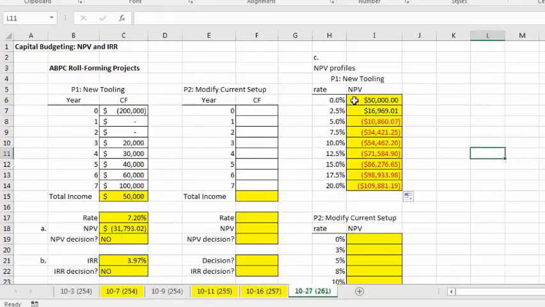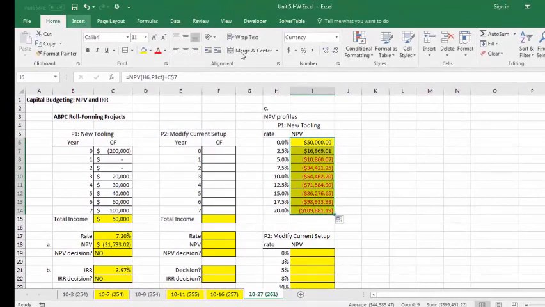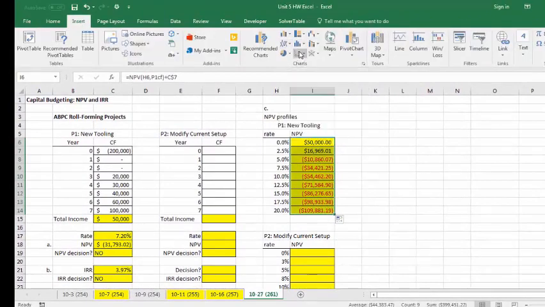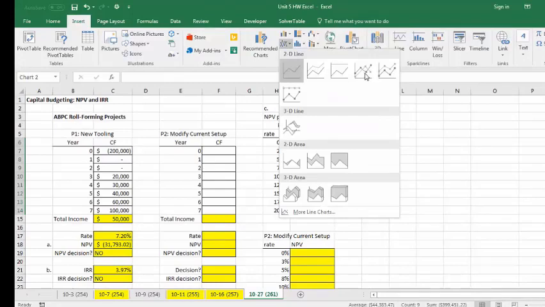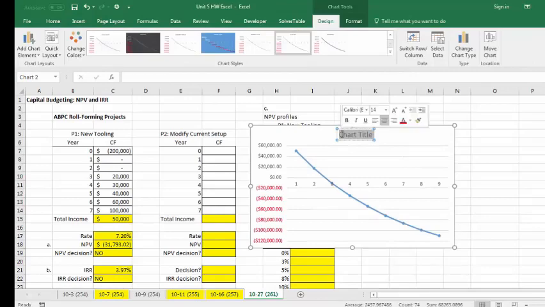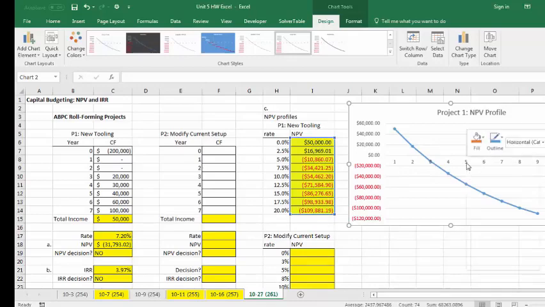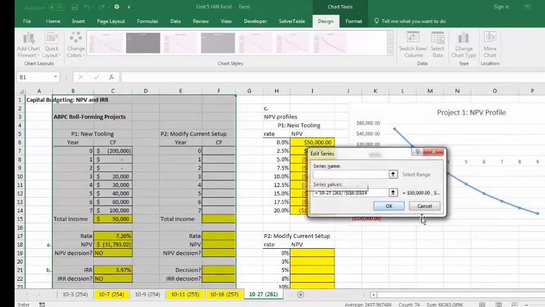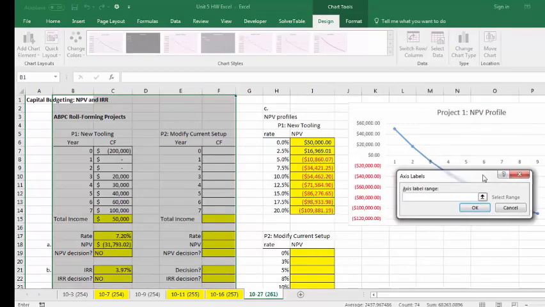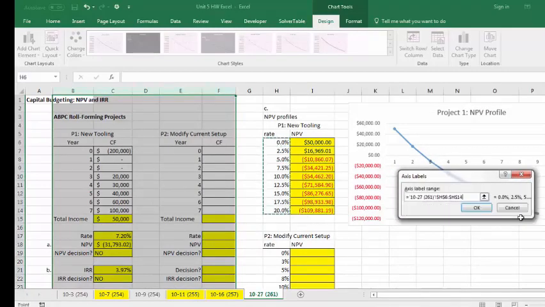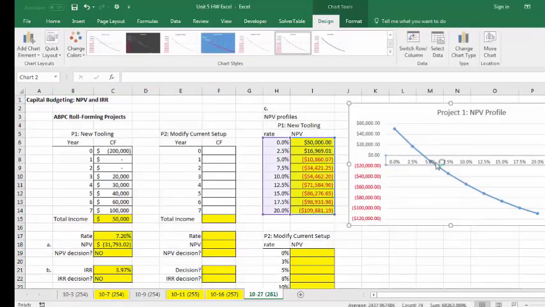So the only thing we need to do now to graph that is select the net present values, insert up here a 2D line graph. I'll do it with the points plotted. And let's name this Project 1 NPV profile. And I could leave it like that. That would work okay. But I should have here on the horizontal axis, I'm going to click on that and select data. And I'm going to edit the series. Actually, I'm going to edit my horizontal axis labels to be the percents used for the discount rates here. And there we go. Now those show up as the proper percentages.